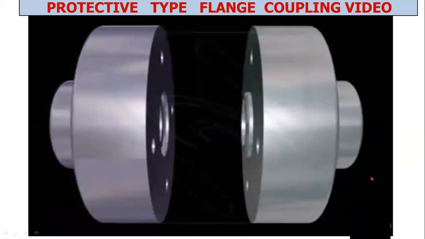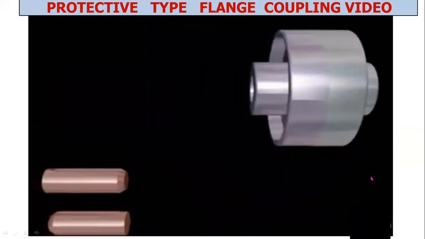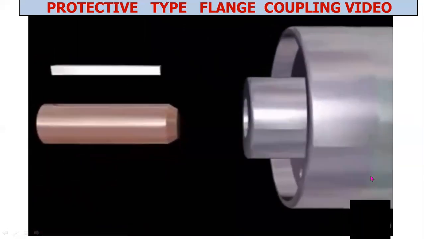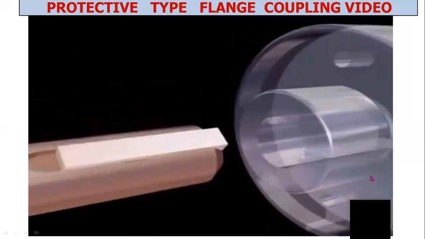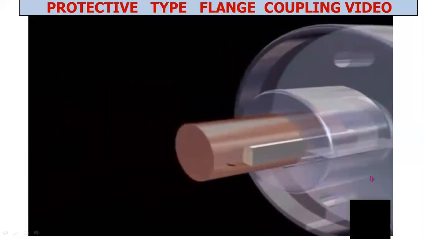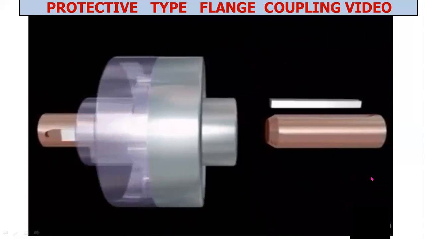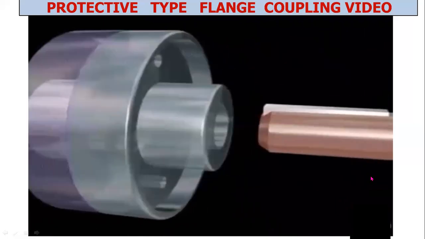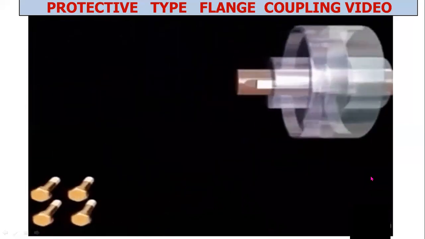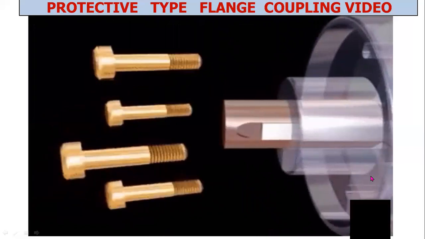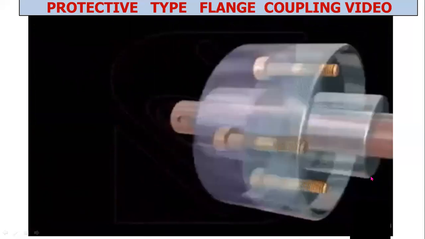The two flanges are coupled together by means of bolts and nuts. The bolts transmit torque from one flange to the other flange and then to the shaft. The design of flange coupling includes the design of hubs, flanges, key, and bolts. The flange couplings are of three types: unprotected type flange coupling, protective type of flange coupling, and marine type or solid flange coupling.